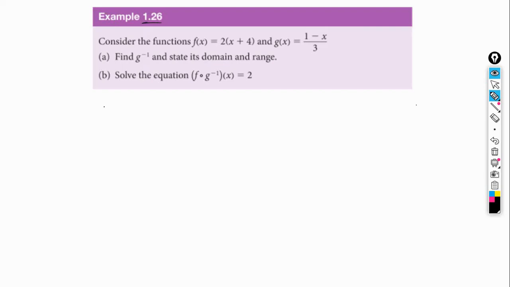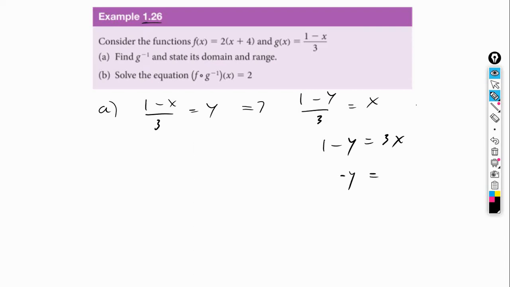So this is the same as usual. We say 1 minus x over 3 is equal to y. Exchange y and x, we're going to get that 1 minus y over 3 is equal to x. Therefore, 1 minus y is equal to 3x. Then minus y is equal to 3x minus 1. Therefore, y is equal to 1 minus 3x. And this is the inverse of g, so we have to write it properly. Inverse of g equals 1 minus 3x.